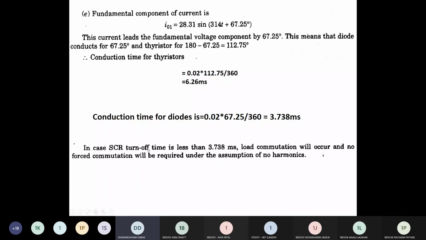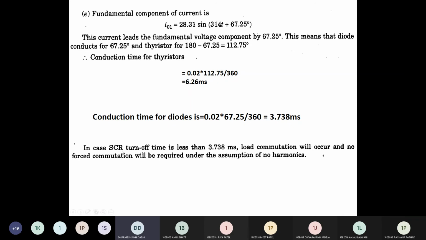So if your thyristor turn off time is less than the conduction time of this diode, then load commutation is occurring or load commutation is required. Otherwise, you require forced commutation. Clear? All of you understand this?